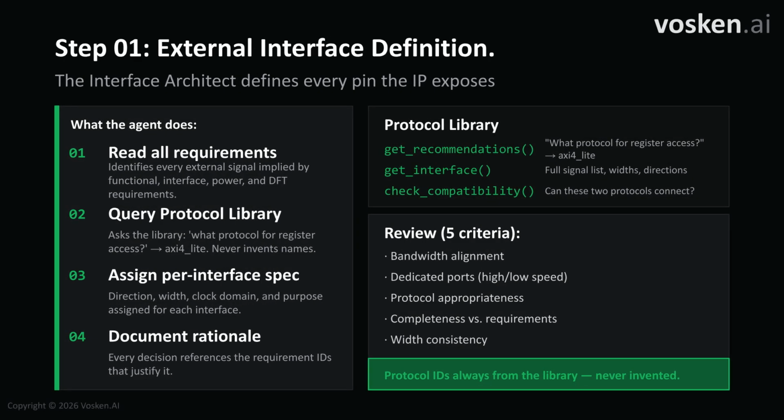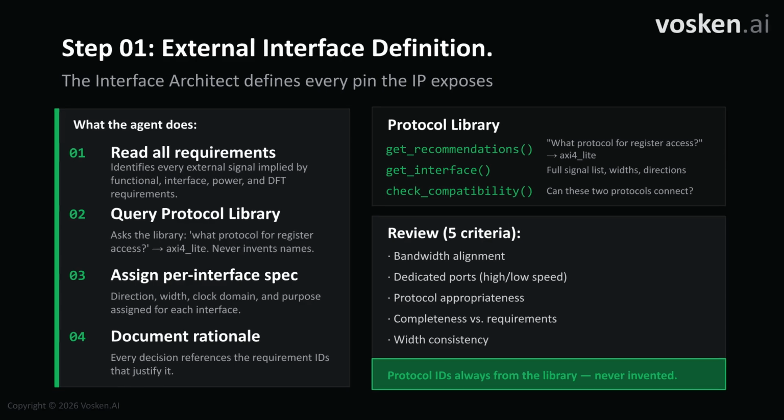The interface architect starts by reading every requirement and identifying every external signal. It queries the protocol library to assign protocol IDs, ensuring consistency from Stage 2 to Stage 6. Every decision references the requirement IDs that justify it, providing full traceability.